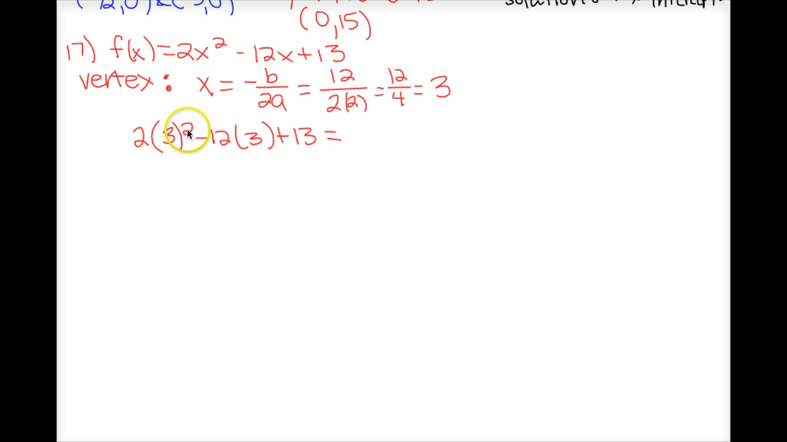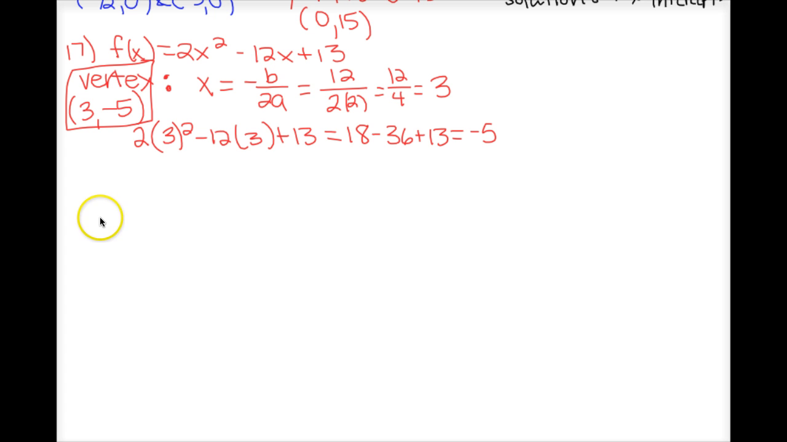So order of operations, exponents first, 3 squared is 9, then multiplication, 2 times 9 is 18, negative 12 times 3 is negative 36, and then I've got a plus 13. So 18 take away 36 is negative 18, plus 13 gives me negative 5. So that means that my vertex is at 3, negative 5. So there's how we find the vertex by hand.